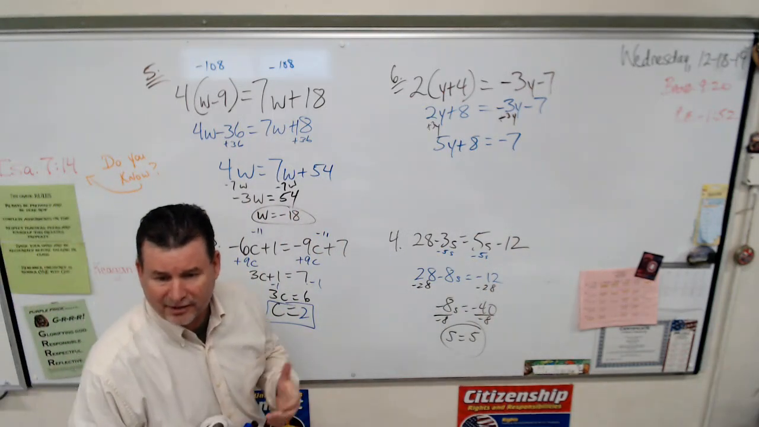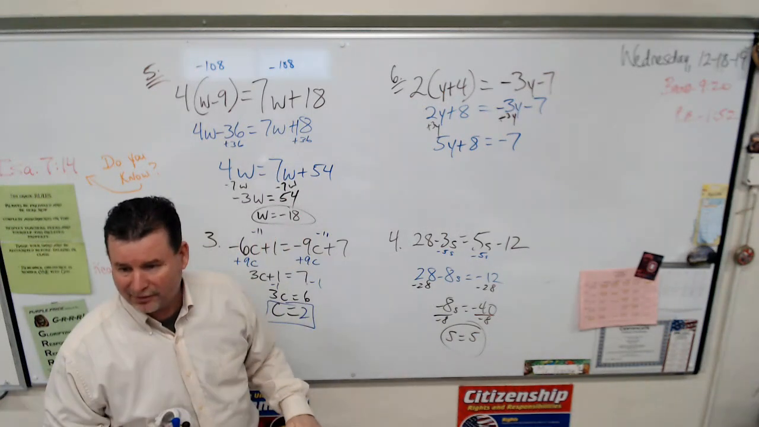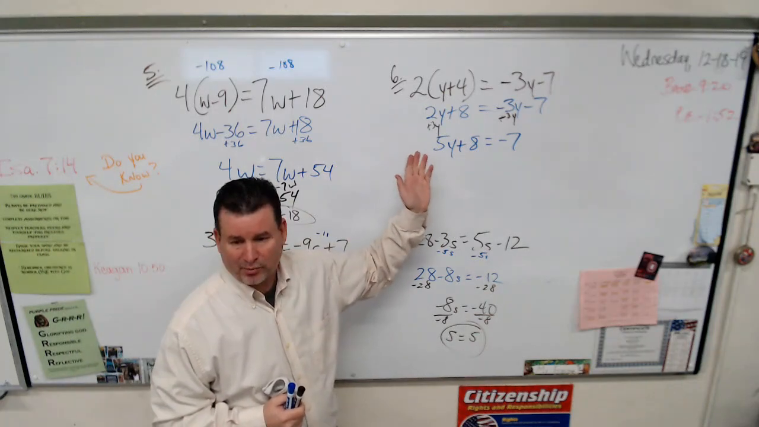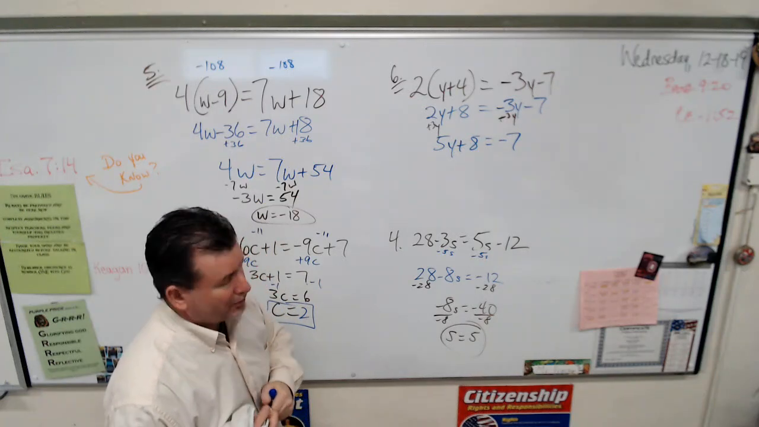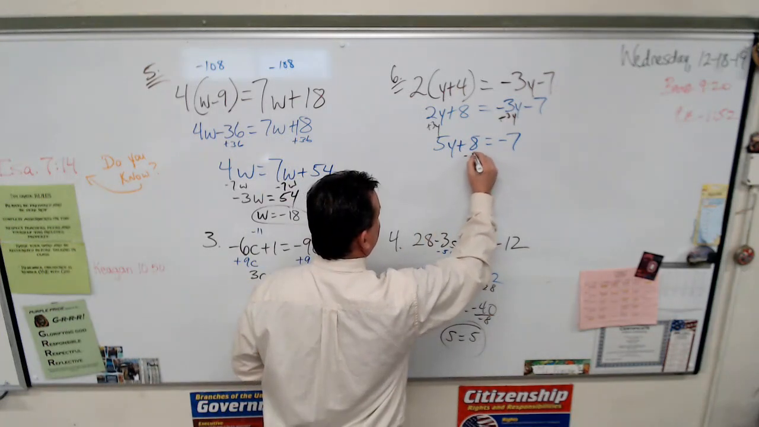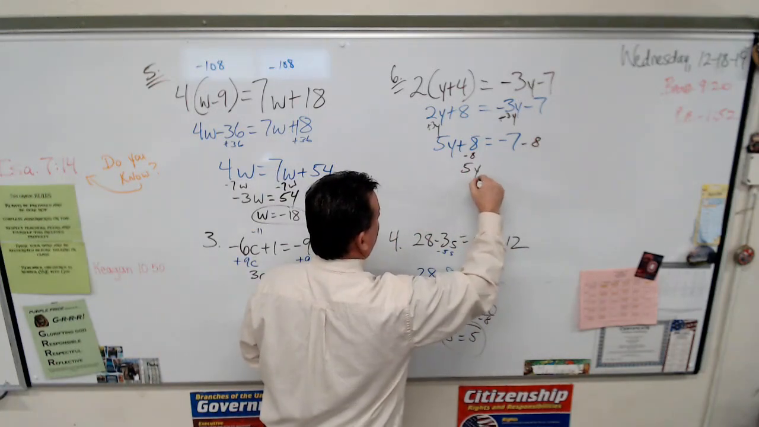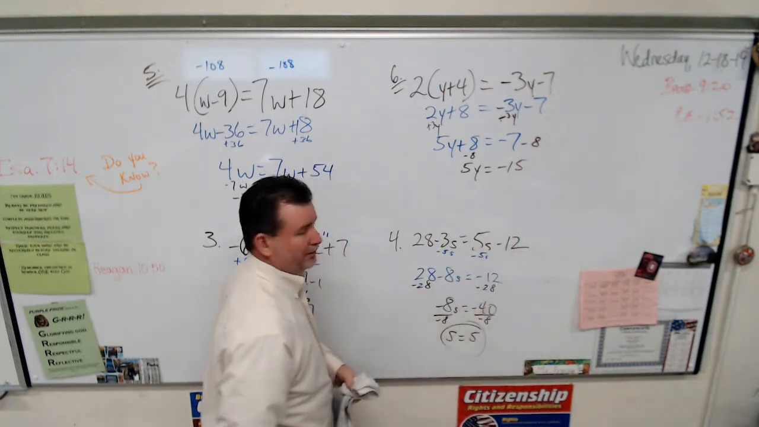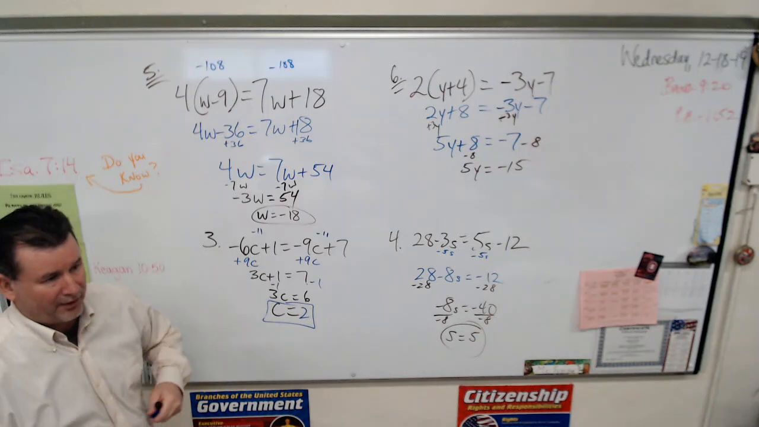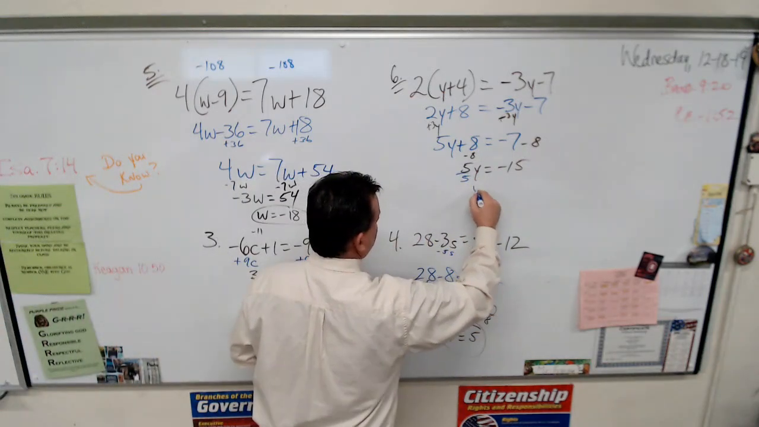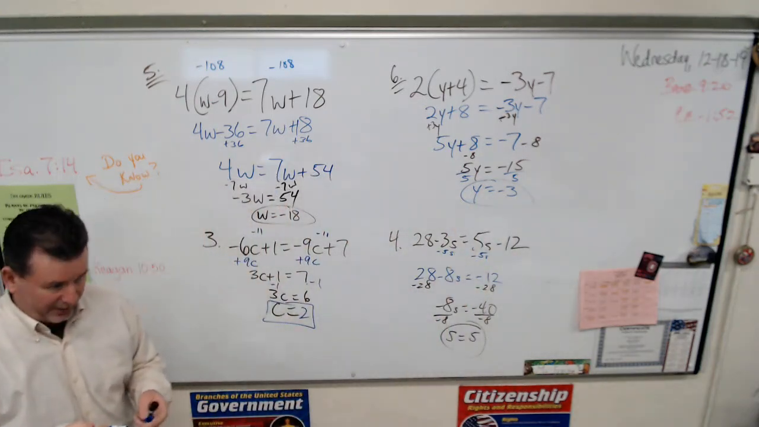Listen, when you get the hang of this, you'll start doing all this in one step. Like, now I know that I've got to subtract 8 from both sides, so I would have written 5y equals negative 15, but I'm not doing it that way because we're just learning. So I got negative 8 and negative 8. So now I got 5y equals negative 15. Finally, how do I get rid of the 5? Divide by 5. Y equals negative 3.